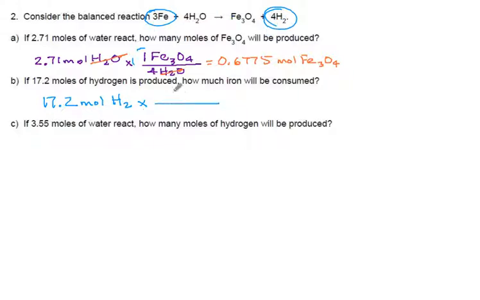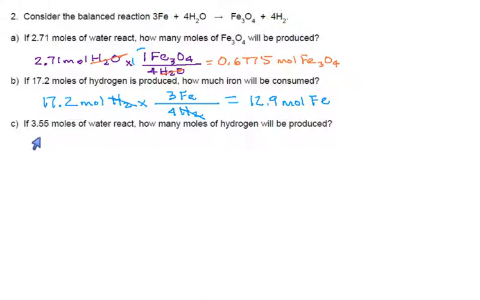And what goes on top? Remember, we want our iron to cancel, we want hydrogen to cancel, so that's the one that must go on the bottom. I'm going to put 3 Fe for every 4 hydrogen, because then the hydrogens will cancel. And for math, we do 17.2 times the 3 because it's upstairs, divided by the 4 because it's downstairs. 12.9 moles of iron. Clean up the reaction so we can use it again.